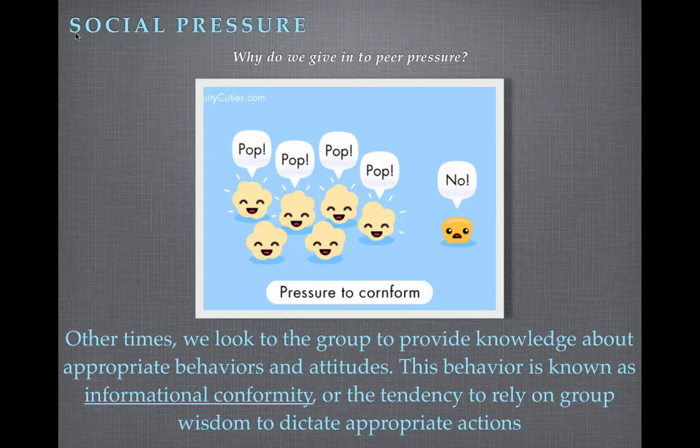Other times we look to the group to provide knowledge about appropriate behaviors and attitudes, like figuring out which utensil to use and how to fold a napkin at a formal dinner setting. This behavior is known as informational conformity, or the tendency to rely on group wisdom to dictate appropriate actions.